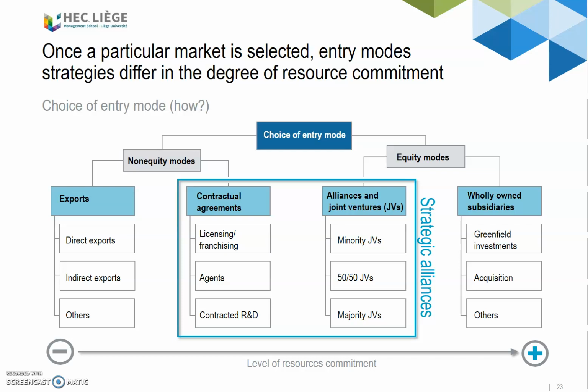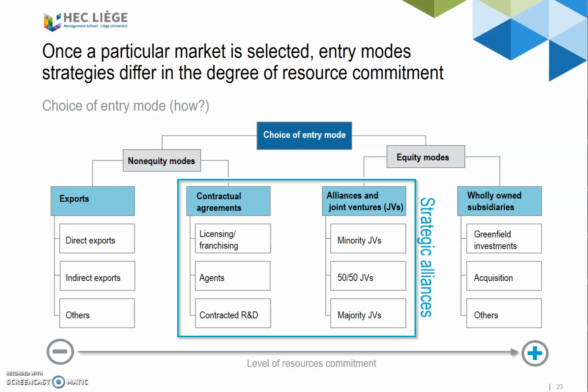And then you can, of course, go yourself for a majority JV. So that's the opposite, obviously. You will need to invest more resources, take more risk, but at least you are the owner, and you can take the decision. And all those options here, it's what we call strategic alliances. So a license, a franchise, an agent, a joint venture, that's an alliance.